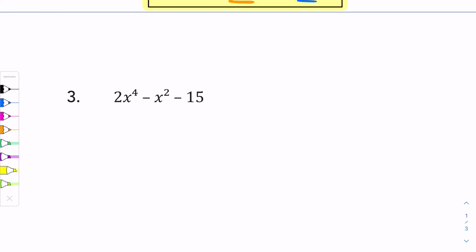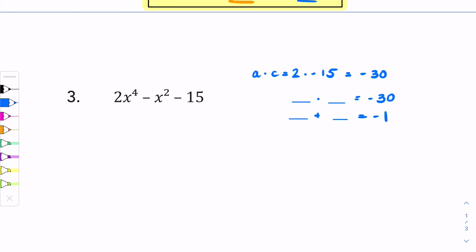Number 3 is 2x to the fourth minus x squared minus 15. So a times c is 2 times negative 15, which is negative 30. So I need the two factors that multiply to equal negative 30, and the same two factors that add to equal negative 1. That would be your b value. This is going to be negative 6 and positive 5.